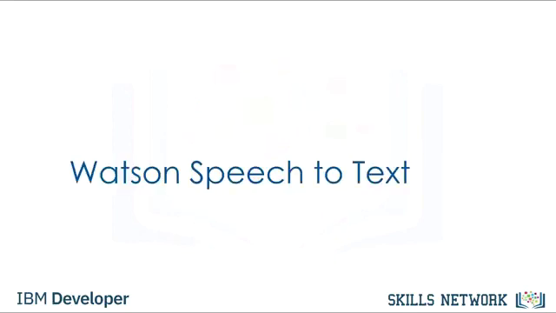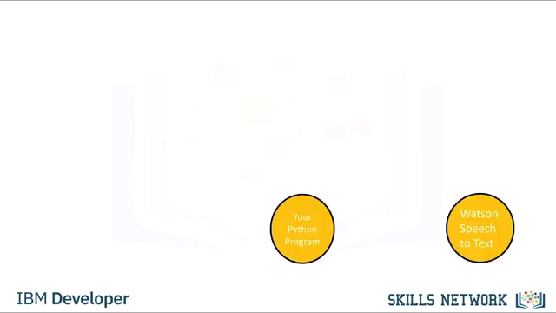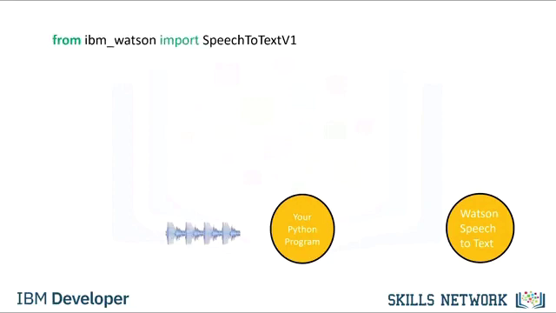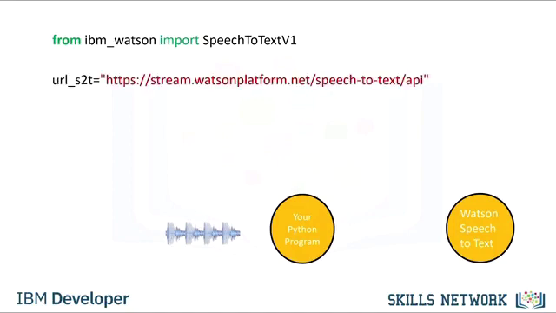Now we will transcribe an audio file using the Watson Text-to-Speech API. Before you start the lab, you should sign up for an API key. We will download an audio file into your directory. First, we import speech-to-text v1 from IBM Watson. The service endpoint is based on the location of the service instance. We store the information in the variable URL_S2T. To find out which URL to use, view the service credentials.